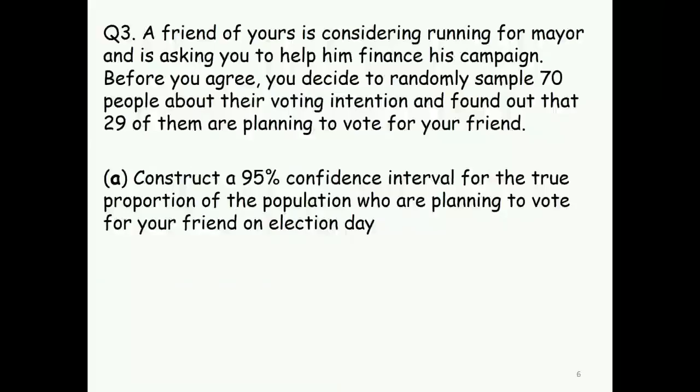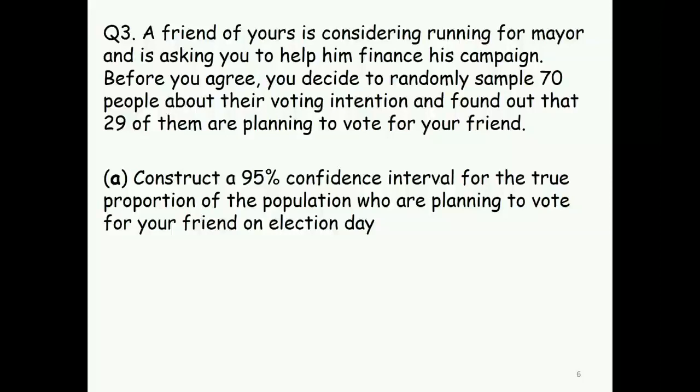Okay, let's go to the third question. A friend of yours is considering running for mayor and is asking you to help him finance his campaign. Before you agree, before you say okay, I will give you money, or no, I will not give you, you decide to randomly sample 70 people about their voting intention, and you found out that 29 of them are happy to nominate your friend. Now you construct a 95% confidence interval. My question is, is this for the mean or for the proportion?